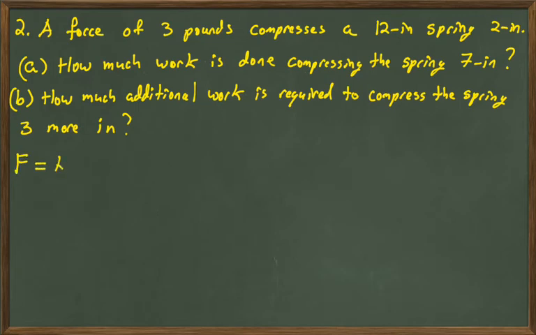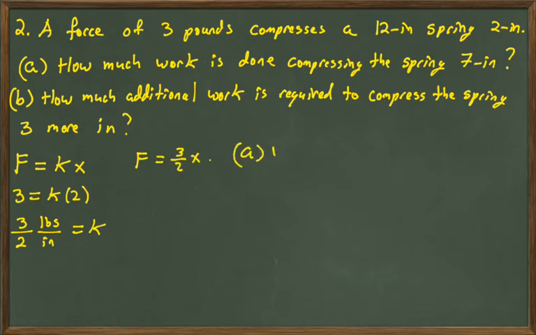All right, so we'll start off with force is equal to kx. So a force of 3 pounds compresses the spring 2 inches. The 12-inch spring length doesn't really matter for this part here. So we're going to have 3 over 2 when we solve for the spring constant: 3 pounds divided by 2 inches is our spring constant. So our force is equal to 3 over 2 x.